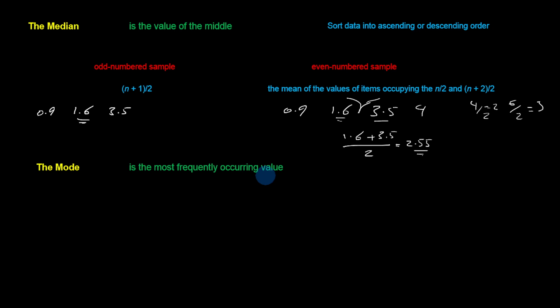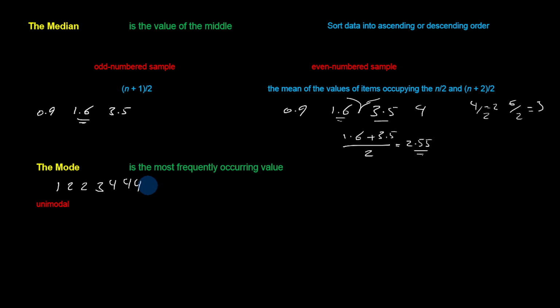If your sample has one mode, it is called unimodal. So let's say your observations are 1, 2, 2, 3, 4, 4, 4. If this is the list of your observations, the most frequently occurring value here is 4, so your mode is 4. You have only one mode, so your sample is unimodal. And in the case of intervals, like I said, the interval that contains the most observations is called the mode.